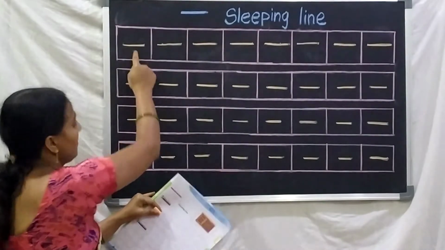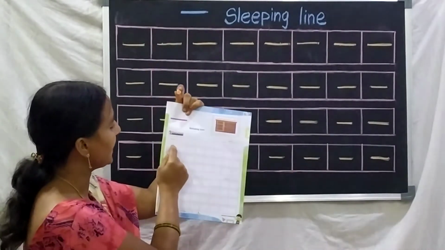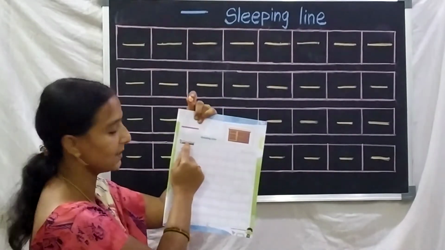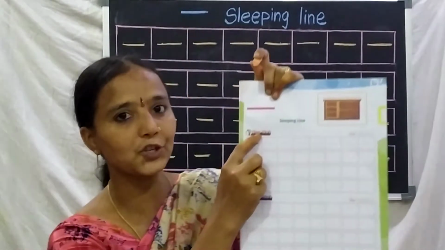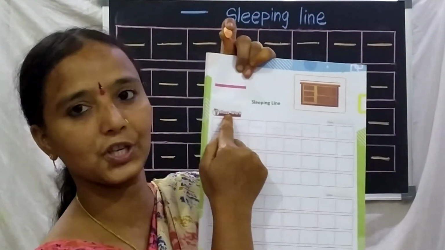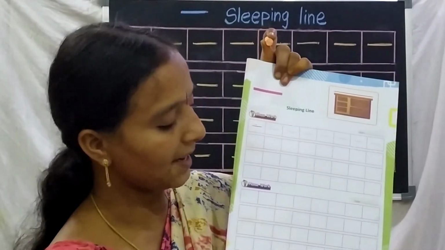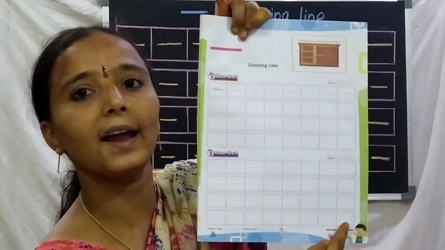See here. I completed my page. You too. Write neatly and complete your classwork page. And here down they gave the homework page. Classwork page and homework page. Right. Start from here and write up to the end.